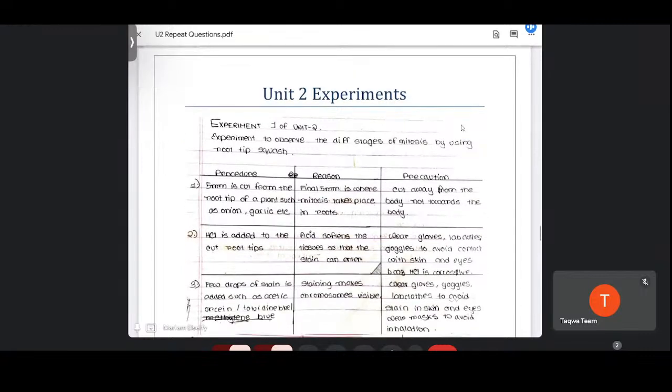These are some experiments that we will be mostly covering also in Unit 3.